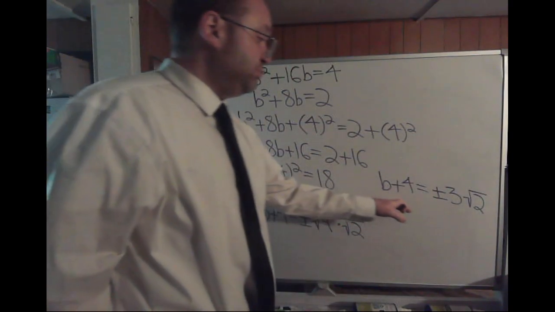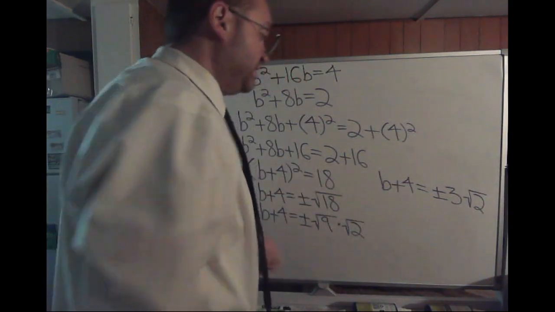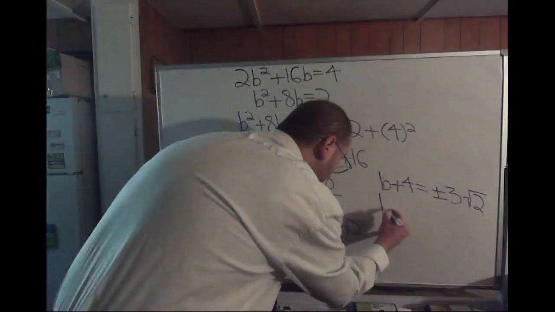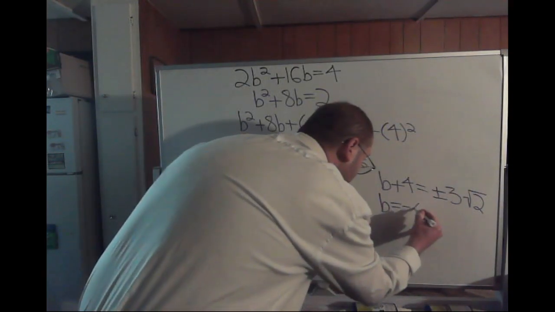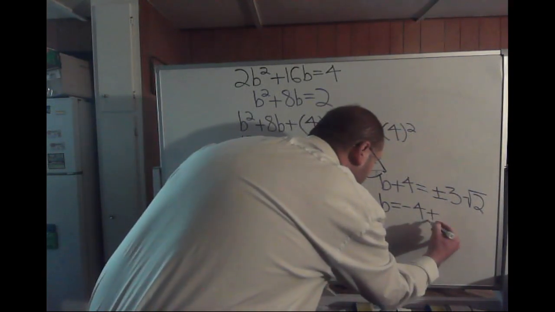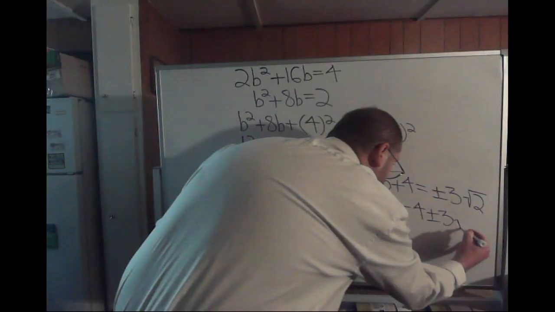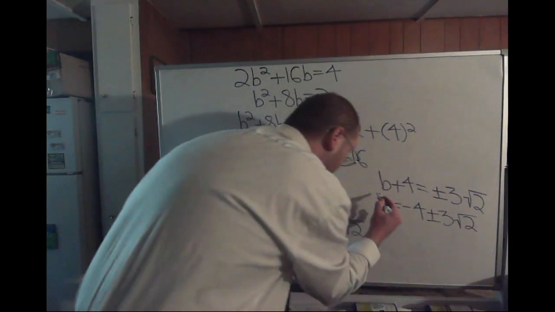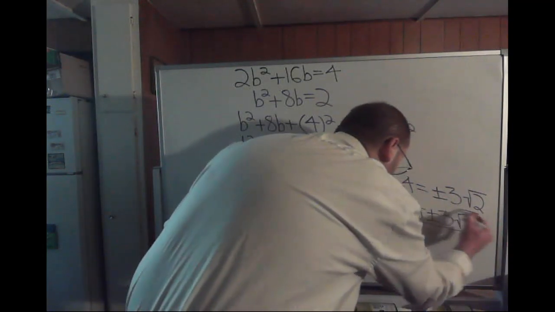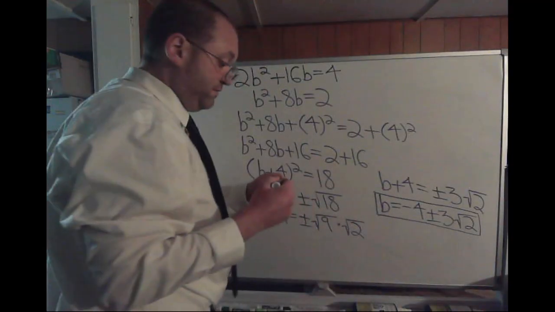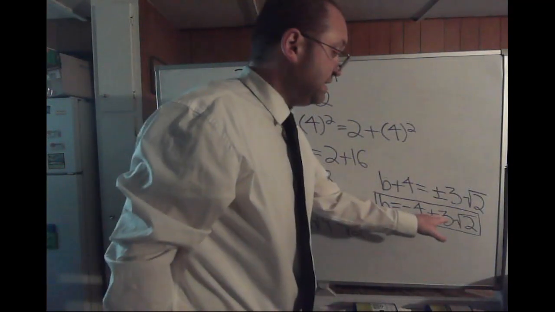So b plus 4 equals plus or minus 3 times the square root of 2, which means b equals negative 4 plus or minus 3 times the square root of 2. And that would be your answer. b equals negative 4 plus and minus 3 times the square root of 2.